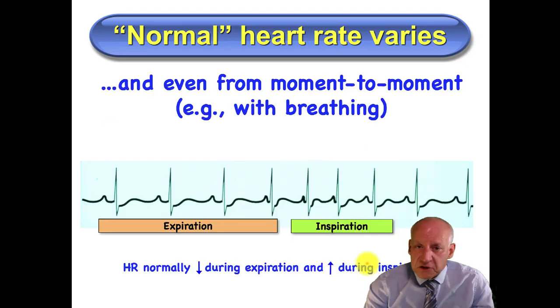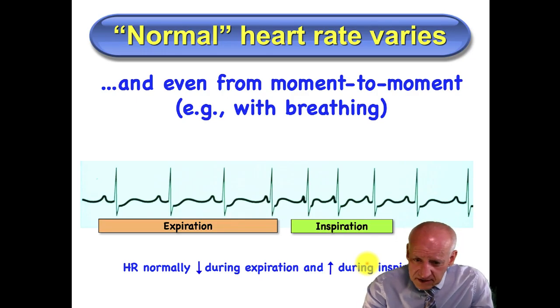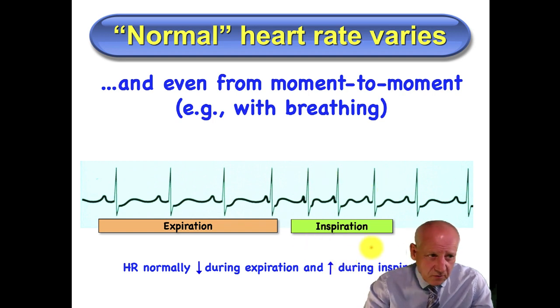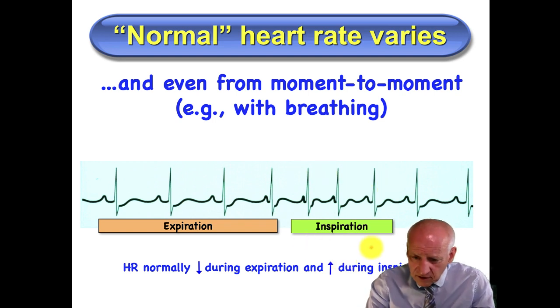Heart rate even fluctuates from moment to moment, for example, with breathing. This is called respiratory sinus arrhythmia, and it's perfectly normal. Heart rate normally decreases during expiration and then increases during inspiration. Respiratory sinus arrhythmia, we'll talk about that more later in the week.